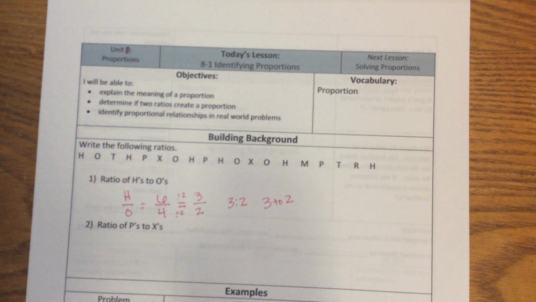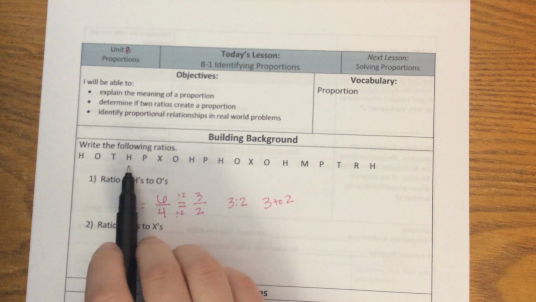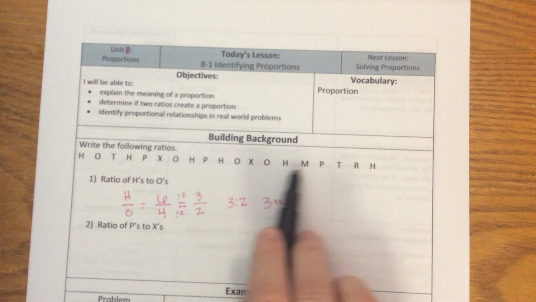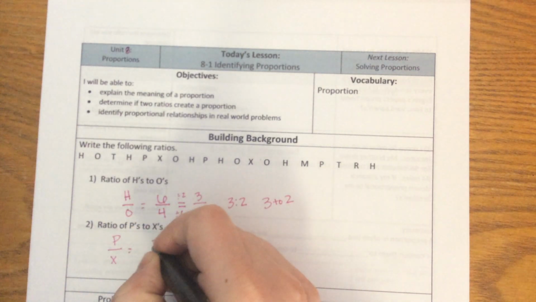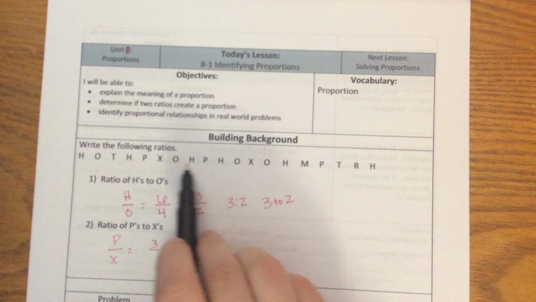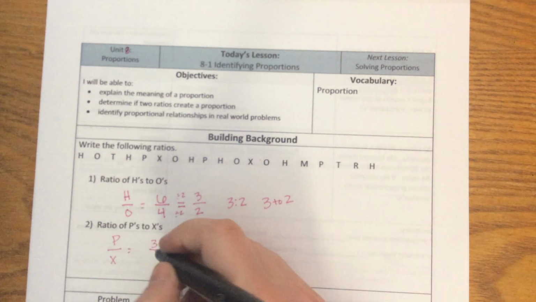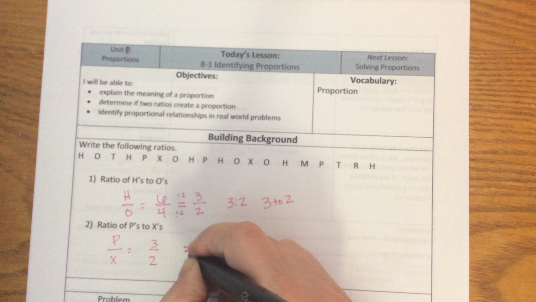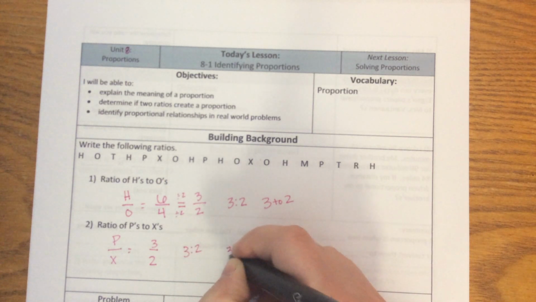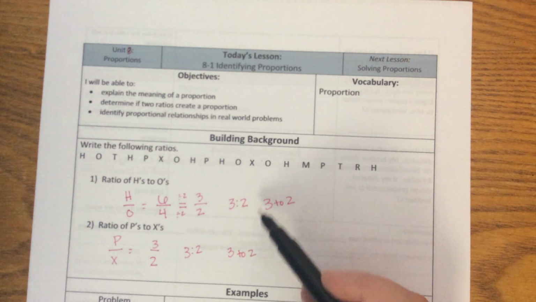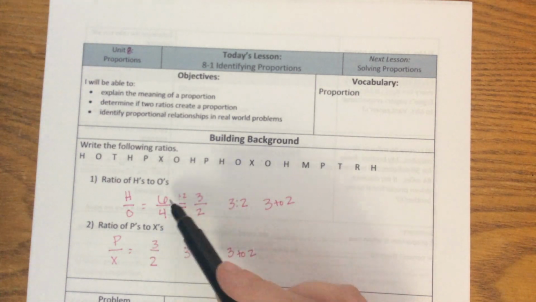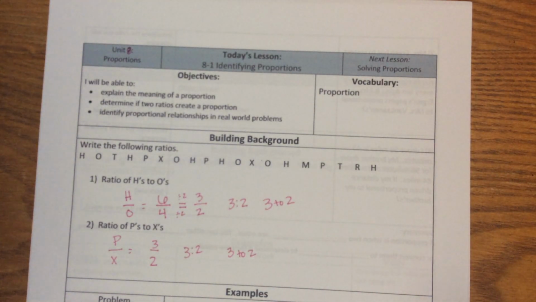Okay, ratio of P's to X's. So how many P's are there? There are 1, 2, 3. Over X's, there's 1, 2. So that would be, again, 3 to 2. So these create a proportion because they're the same. So that means they're proportional. Okay? So here we go with our examples.